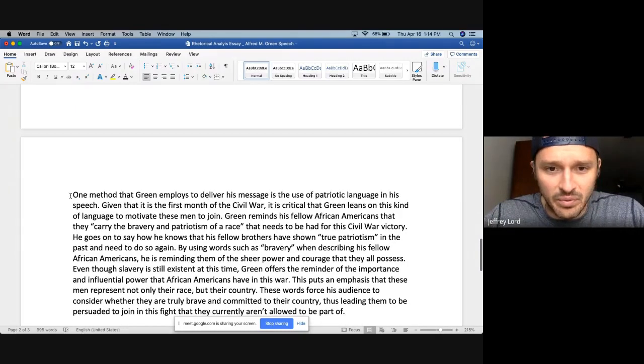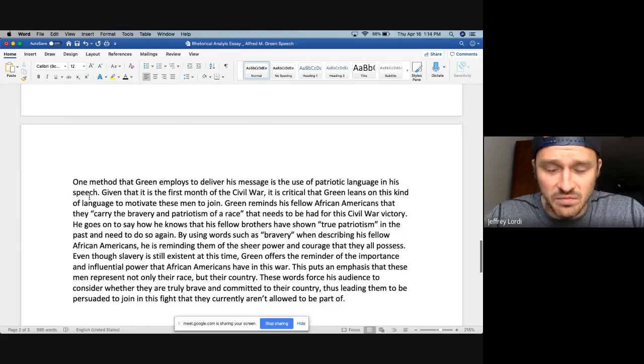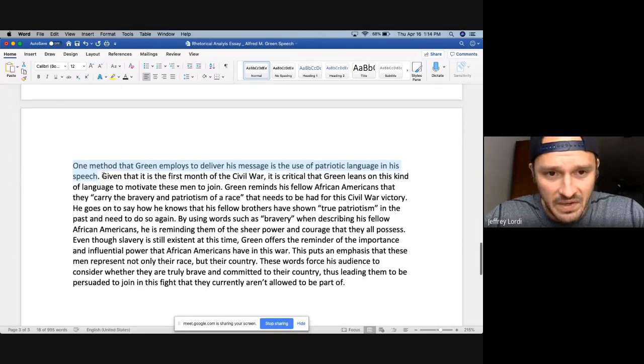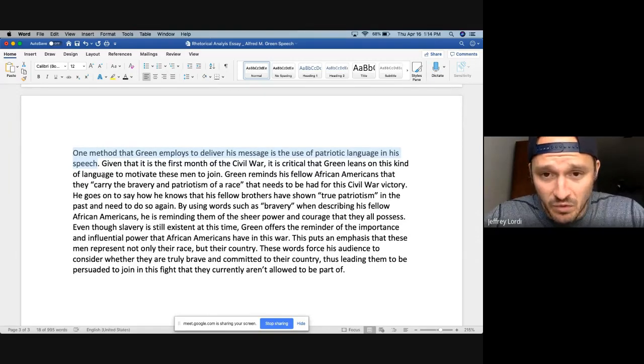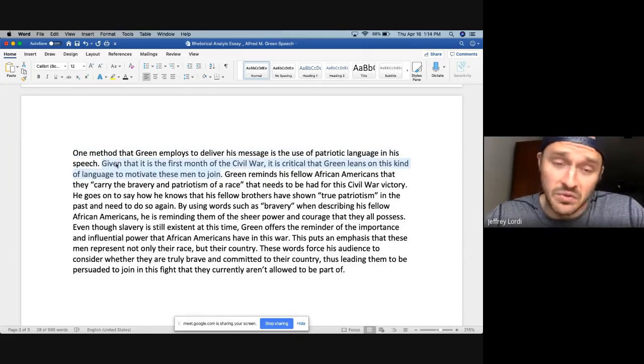One method that Green employs to deliver his message is the use of patriotic language in his speech. Boom. Okay, so that's my first one. Given that this is the first month of the Civil War, it's critical that Green leans on this kind of language to motivate these men to join, right? That's part of my rhetorical situation, right?